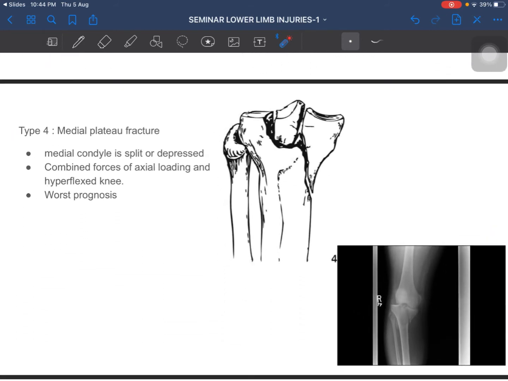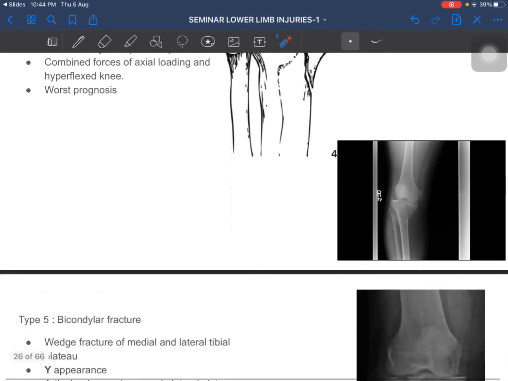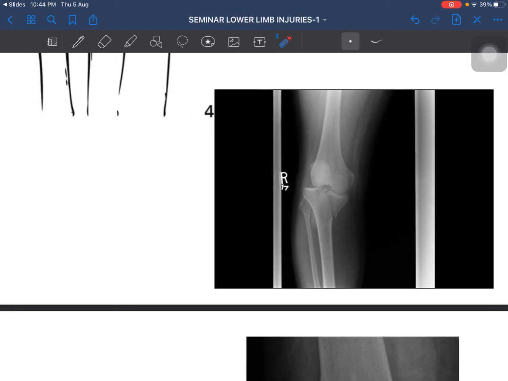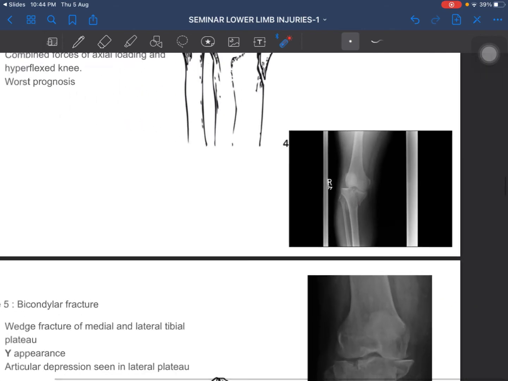Fourth, type 4, the medial plateau fracture. In the medial plateau fracture, the medial condyle is split or depressed. There may be a vertical fracture of the medial condyle, or there can also be depression of the medial condyle. It's combined forces of axial loading and hyperflexed knee. That is the worst prognosis, as you all can appreciate. So this is the lateral condyle, which is attached laterally to the fibula, and this is the medial condyle. There is a vertical edge and also depression of the medial condyle.